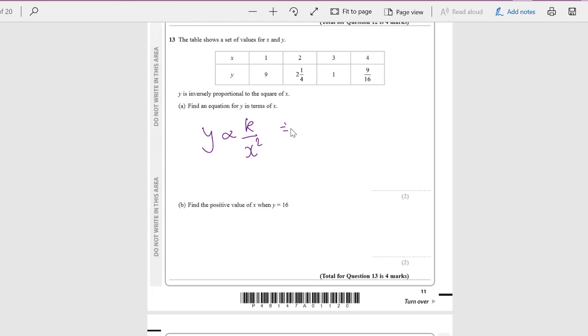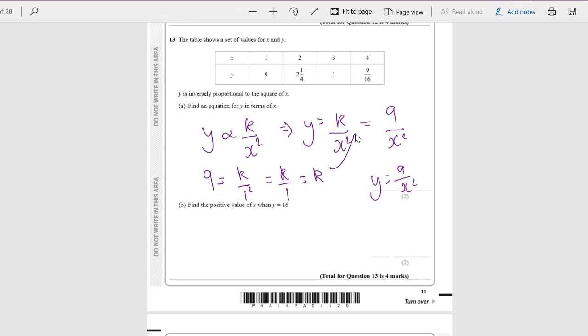Okay, so y equals k over x squared, and we can find out what our k is by just subbing in any one of these values. Okay, let's go with this one. So we say 9 in place for y, k, and then 1 squared. So we get k is 1, so 9 equals k. So therefore, we're going to have 9 over x squared. So that means y equals 9 over x squared.